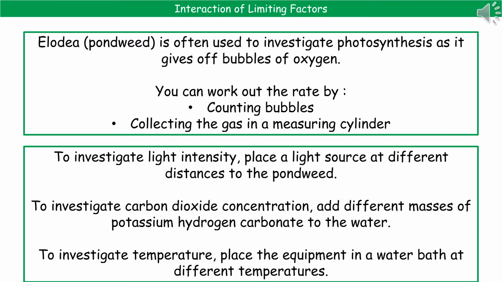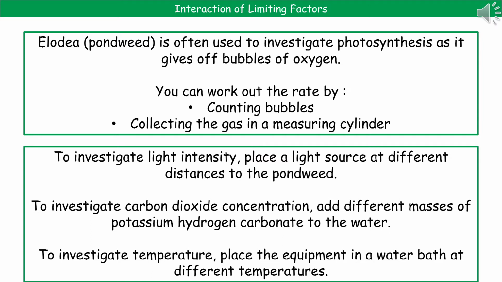If we want to investigate light intensity, we put the light source at different distances to our pondweed before measuring the gas. If we wanted to measure the carbon dioxide concentrations effects, we'd add different masses of potassium hydrogen carbonate to the water.